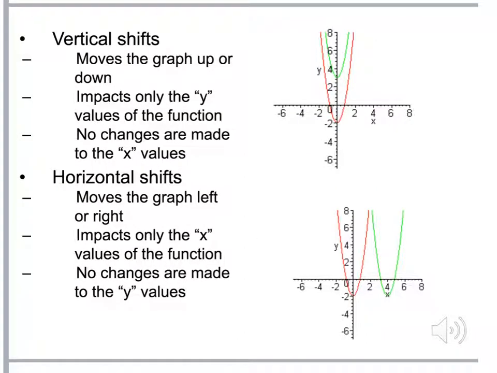So now we're talking about vertical shifts, up and down, and horizontal shifts, left and right. With a horizontal shift, it doesn't go up or down. It's the vertical shift that controls up and down, and a horizontal shift that makes it move left and right.